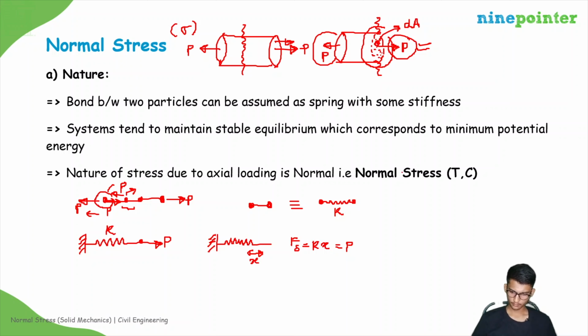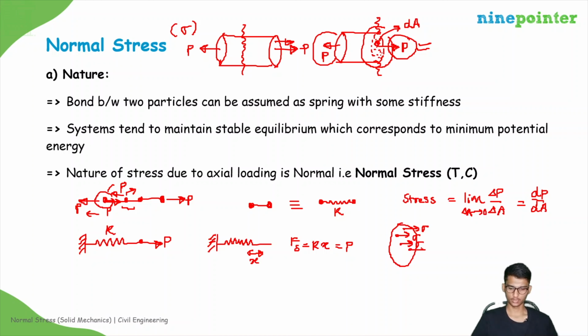Stress at a point can be stated as the limit of delta P by delta A. Delta P is the amount of force resisted by the particles in the area delta A. As delta A tends to 0, it can be written as dP by dA. Similarly, over the cross section there will be some sigma, which may or may not be equal everywhere. But if you take a tiny element dA, multiply it with the stress, and integrate over the whole cross section, you should get the load P.